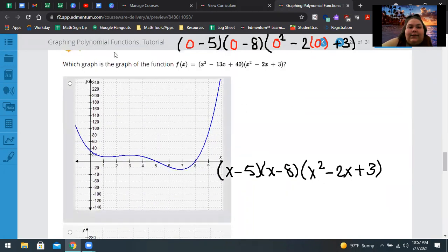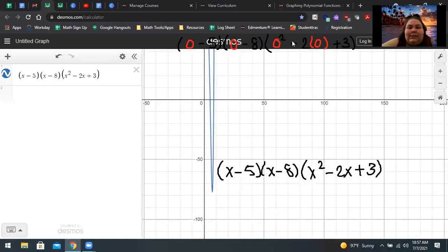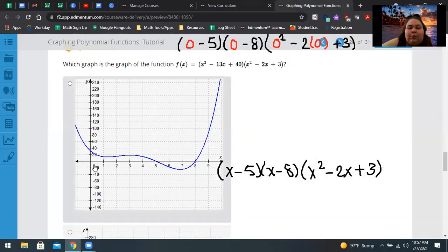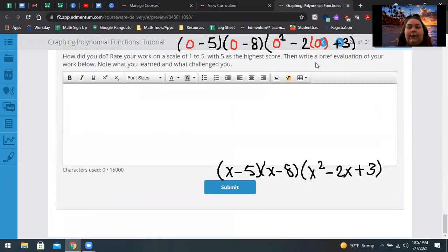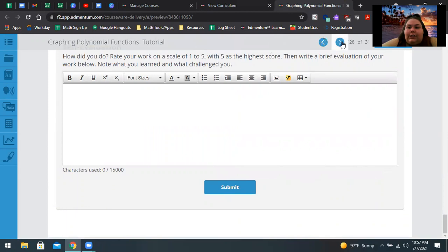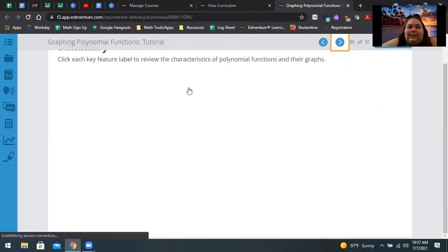Now, it looks a little bit different in terms of shape because one is zoomed in and the other is zoomed out, and also the interval is very different. So please watch out for that. Select the correct graph. Don't forget to do your self-evaluation, and we are all set with this tutorial. Yeah, we reached the summary.